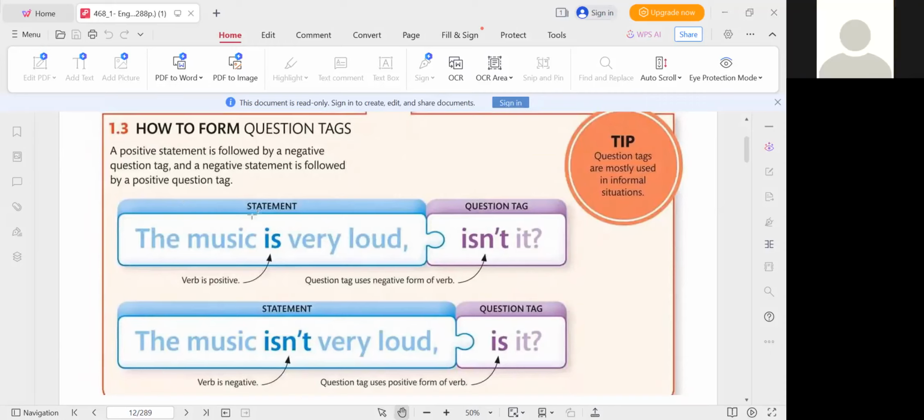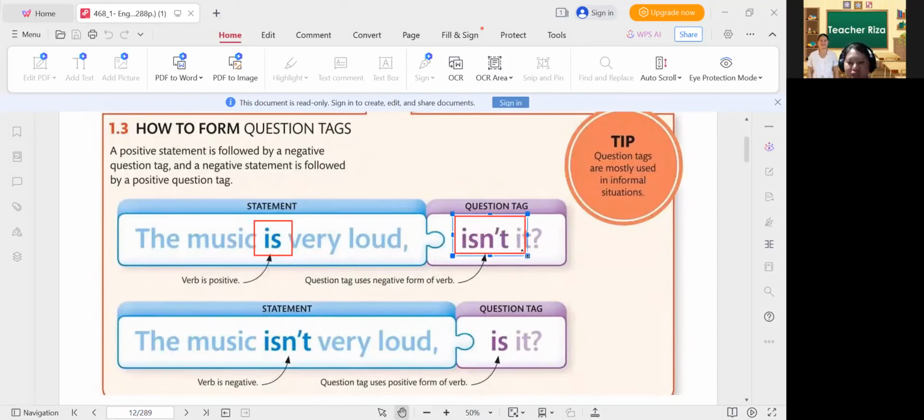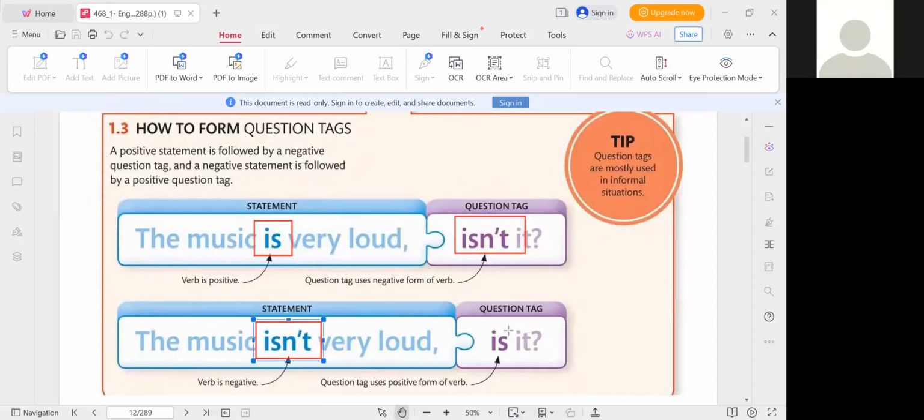The first sentence, or the statement here, has a positive verb, right? In the statement. And then the next one, the question tag, is negative. The other example of a statement here is negative because of the word isn't. So that means it is negative, and then it is followed by a positive, which is the word is, in the question tag. Understand? Do you understand? Yes. Okay. So very good.